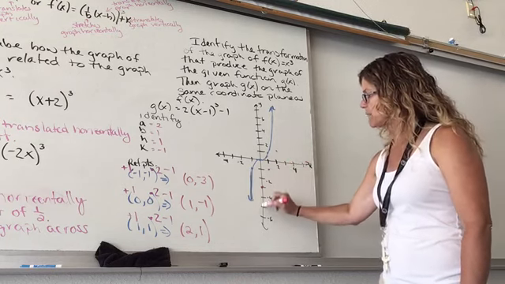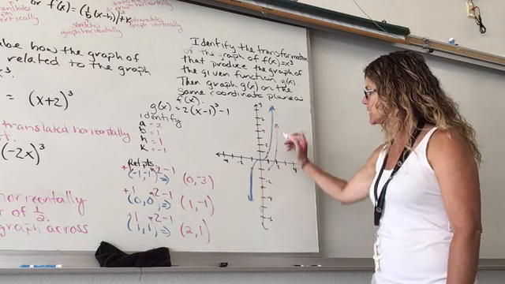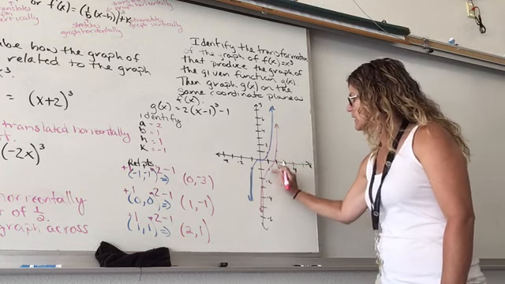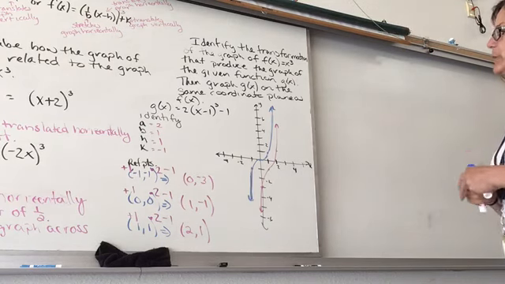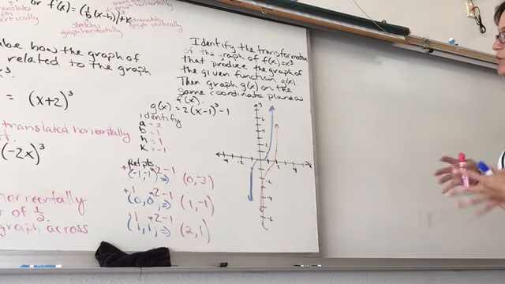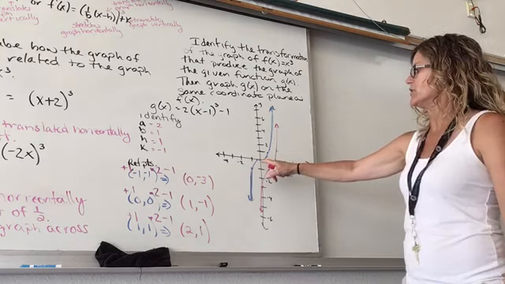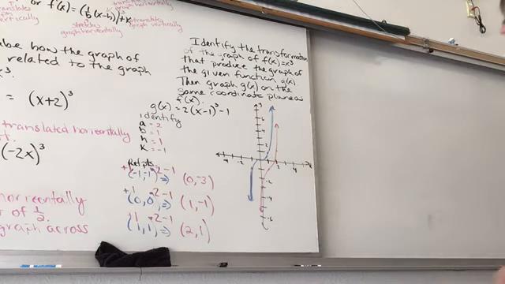So my change is happening here, and my graph looks something like that. And remember, it's being stretched by a factor of 2 vertically, so that shift that we see here, this dip, is not going to be as predominant on this one.